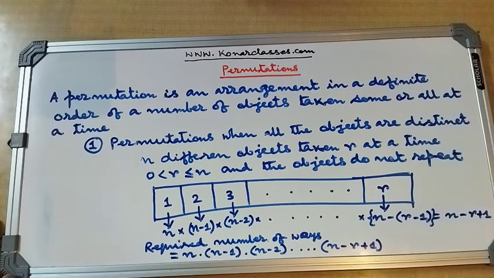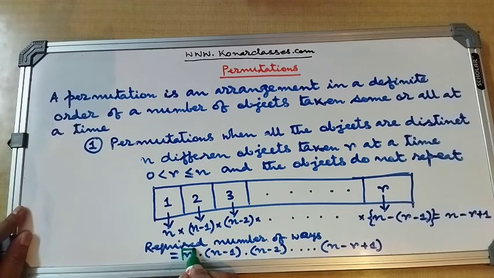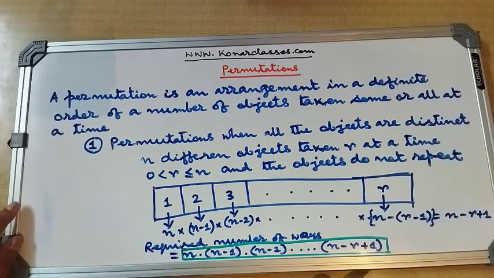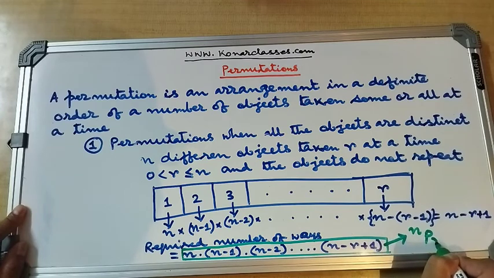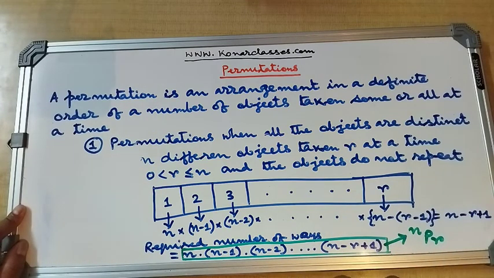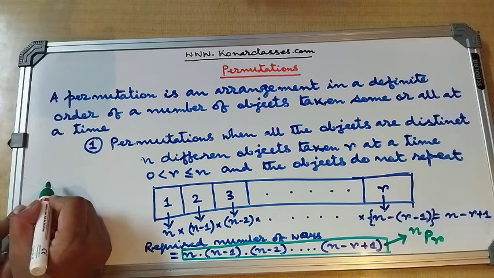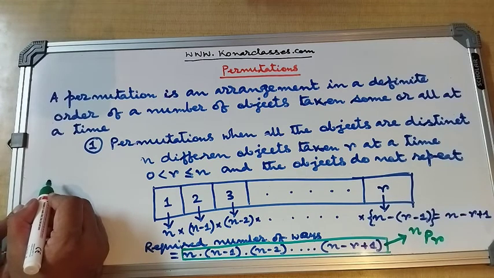Now, dear students, if you see this expression, n into n minus 1 into n minus 2 into n minus 3 up to n minus r plus 1, it is a very lengthy expression. It is a little cumbersome, hence for simplicity we define this expression as nPr. So nPr has the same meaning as n into n minus 1 into n minus 2 up to n minus r plus 1.